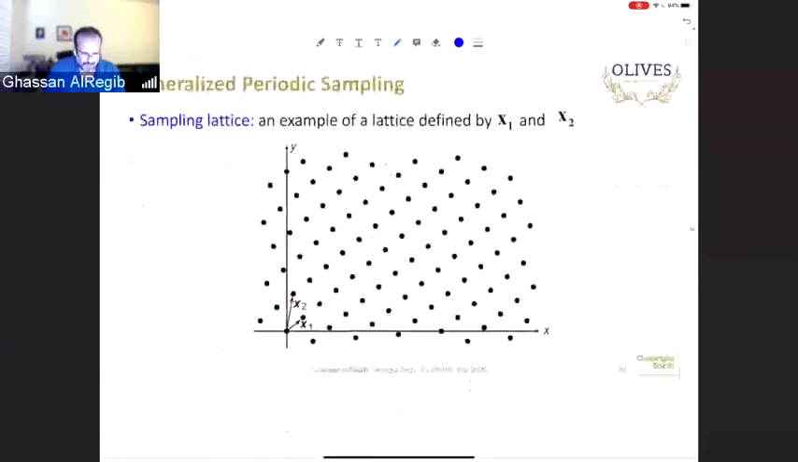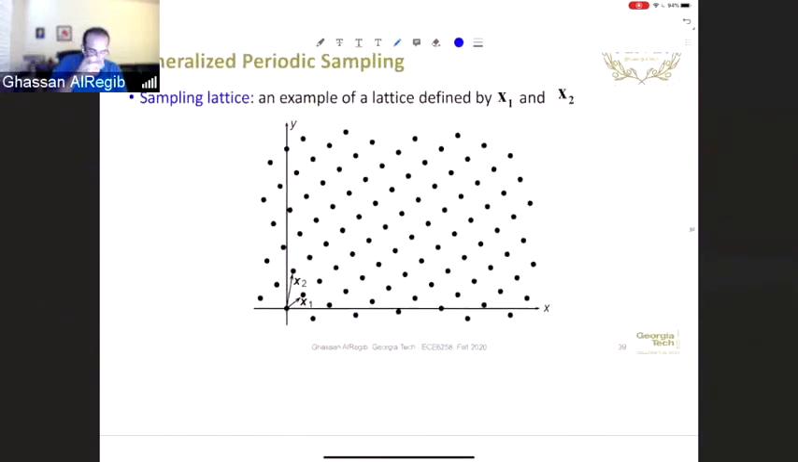So to visualize this, you can look at this. This is our sampling lattice. Imagine we have a two-dimensional continuous signal, and then I'm defining boldface x1. It has two numbers, and the second vector in here, boldface x2, also has two numbers.